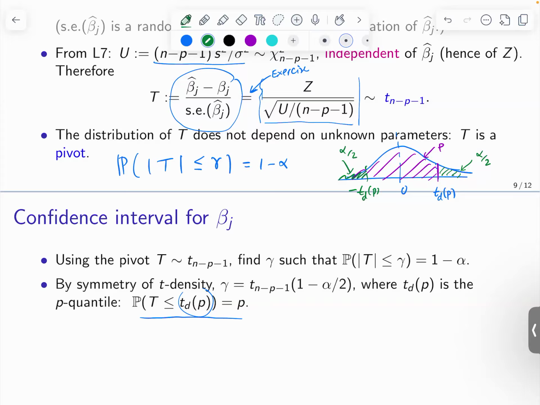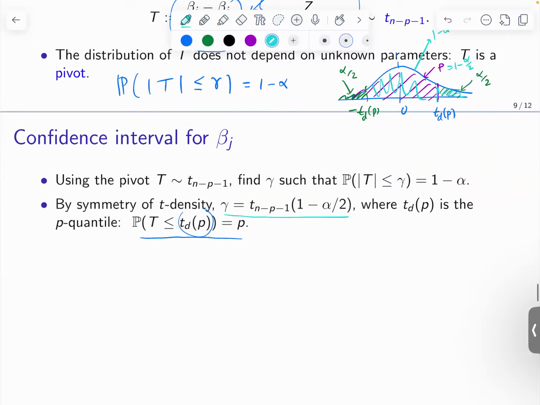And so the area in between would be 1 minus alpha. So the interval between negative t_p and t_p would have probability 1 minus alpha. Because we want the area above to be alpha over 2, this p has to be 1 minus alpha over 2, because this is the location such that p of the mass is below it and 1 minus p is above it. And 1 minus p is alpha over 2, so p has to be 1 minus alpha over 2. So basically, this gamma turns out to be, and you can do this calculation for yourself, the 1 minus alpha over 2 quantile of that t-distribution.